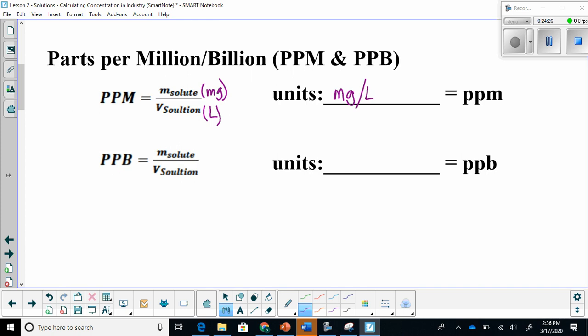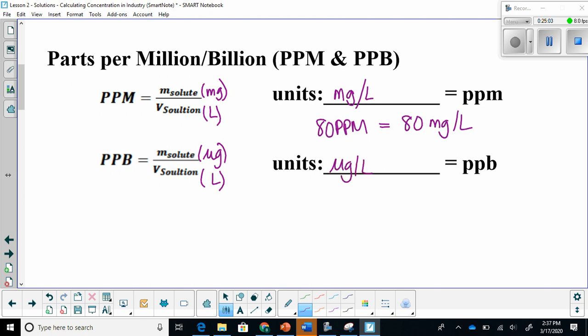I want you to get comfortable with this. Sometimes they will say you have 880 parts per million of mercury in a solution. This is the same thing as saying you have 80 milligrams per liter. Sometimes you will need to convert the units so that it makes sense when you are doing your problems and isolating for variables. Okay, parts per billion, your mass is going to be measured in micrograms and your volume is going to be in liters. So your units are micrograms per liter.